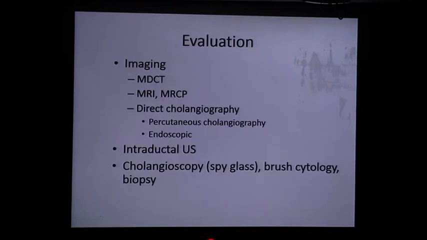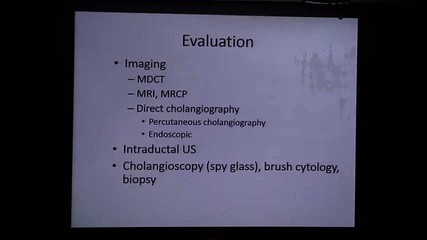So once we understand what the issues are regarding management of cholangiocarcinoma, hilar cholangiocarcinoma, now you see how you can assess and get information about all these things. And imaging is important. Multi-detector CT scan, MRI and MRCP, this is combined with contrast. Direct cholangiography, because the extent of bile duct spread is important. And then you have these other modalities like intraductal ultrasound, cholangioscopy by spyglass, brush cytology, and biopsy.